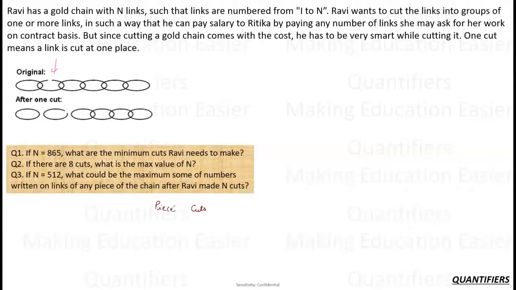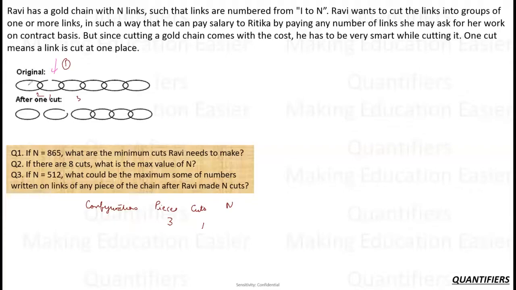cuts, pieces, configuration, and n. These are some things that we need to know. So one cut will produce three pieces, right? This I know. Now the configuration, let's talk about the configuration.